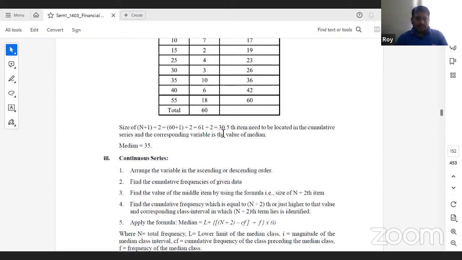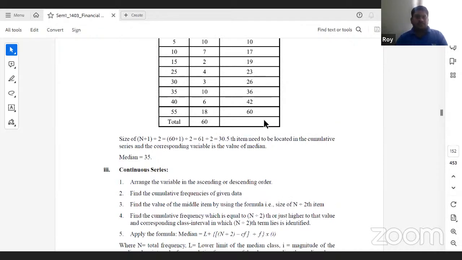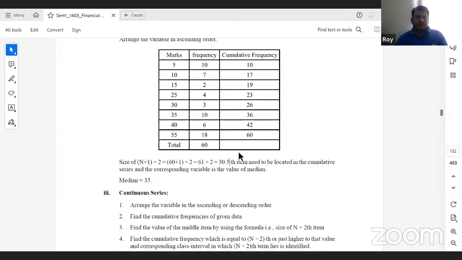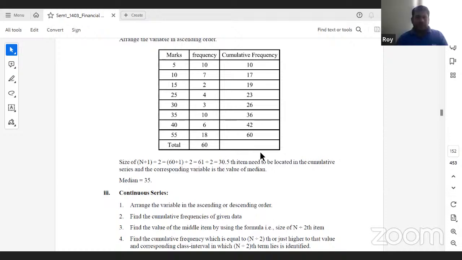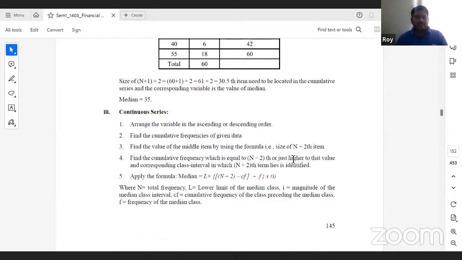Like let us say here, this is 30.5. Just higher to the value is where we got this. After 30.5, which one is just higher? The near value to 30.5 is here. It is coming 36, right? The just higher is 36, sir. We don't have 31, we don't have 32, we don't have anything. Here also the same.